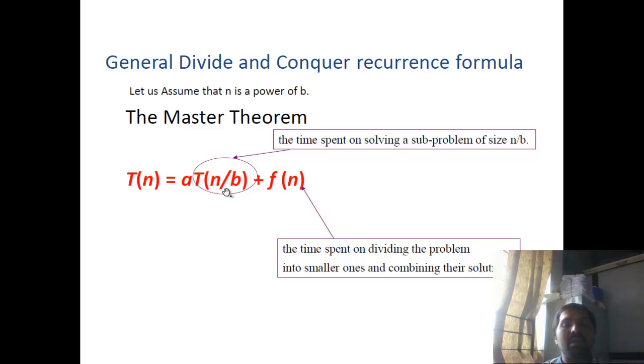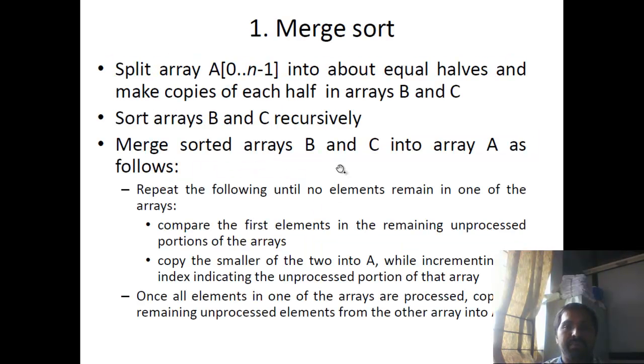T of n by b is the size of this problem, and that many times you are dividing the problem, plus f of n is the time spent on dividing the problem into smaller ones and combining their solutions. This is the time spent on solving a subproblem of size n by b. Like that, we can use the master theorem to calculate the efficiency of the algorithm.